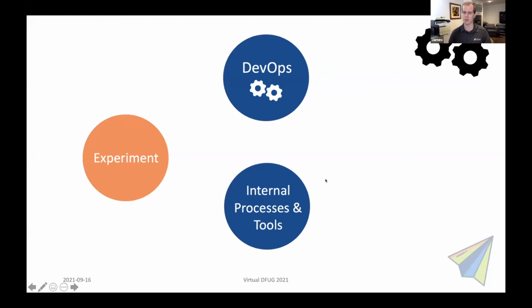Specifically, what is it? Well, it's internal processes and tools for us. It's changes in how we make software and the tools that we use to make the software. And the goal of DevOps is faster delivery. We want to be able to get the features and the things that you want out to you more quickly.